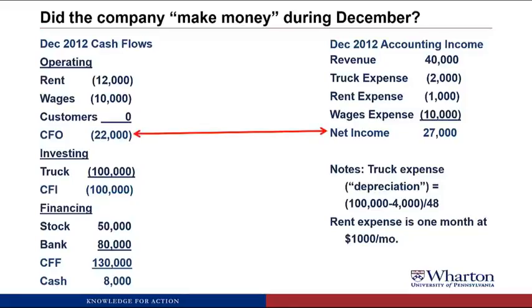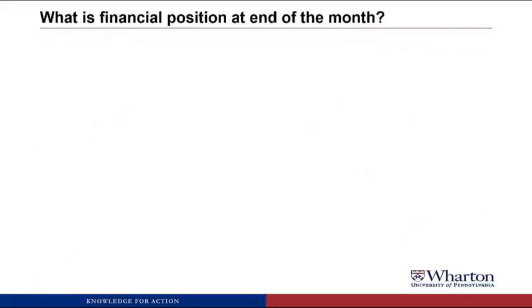But net income said that you actually priced your product enough to cover all the costs of delivering it, which, even though it didn't get you cash now, is going to lead to cash flow in the future. So just hang with me for a few more videos, and hopefully this will all make sense. We've got one more statement to do, and that's answering the question of what is the financial position at the end of the month. And here we're going to look at the balance sheet.